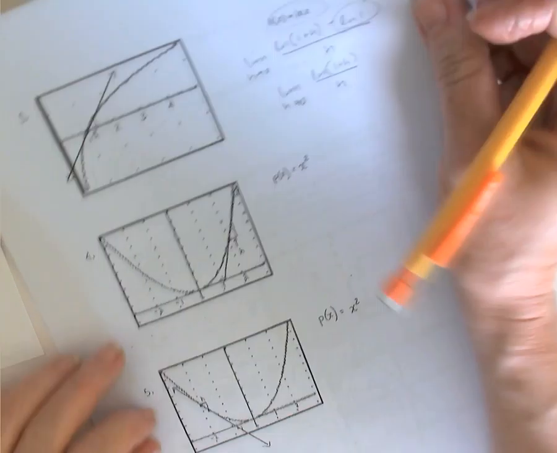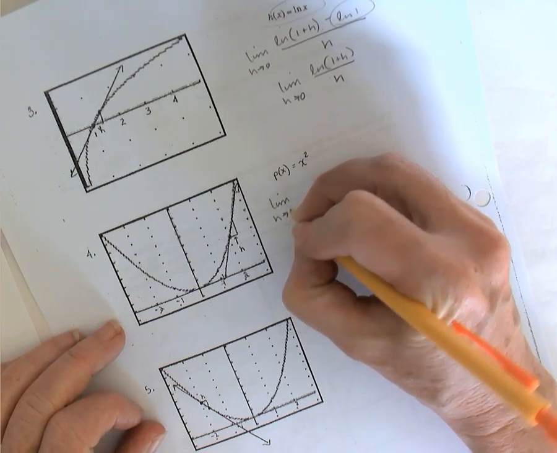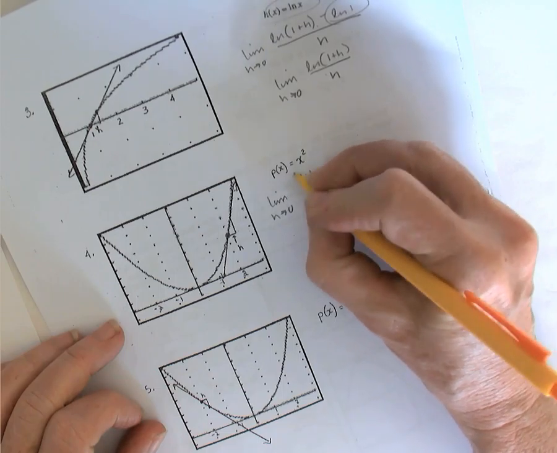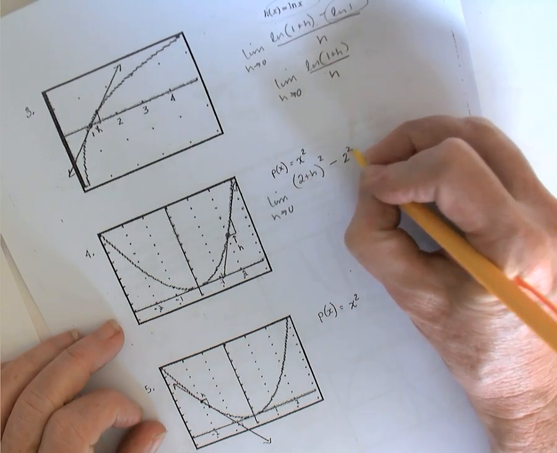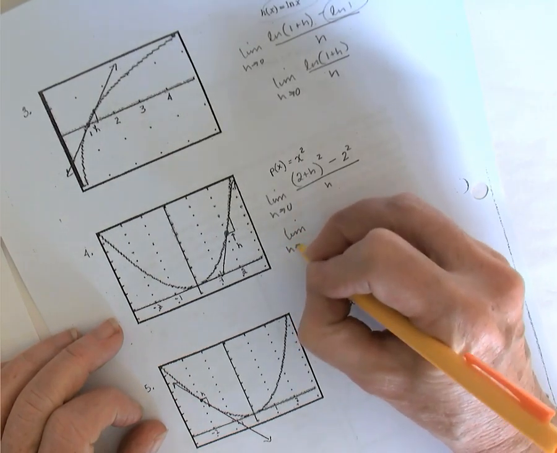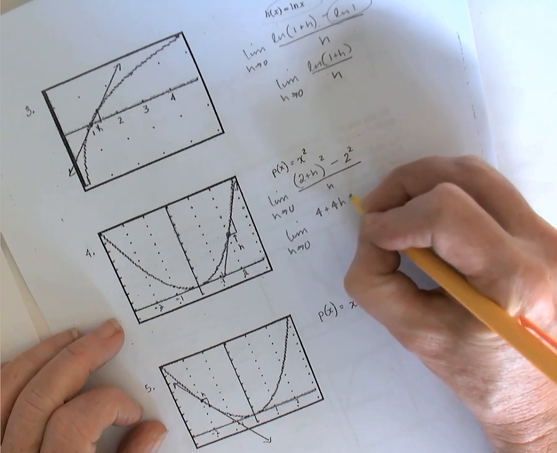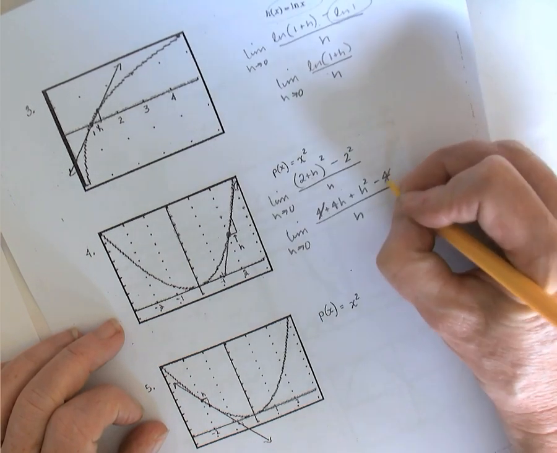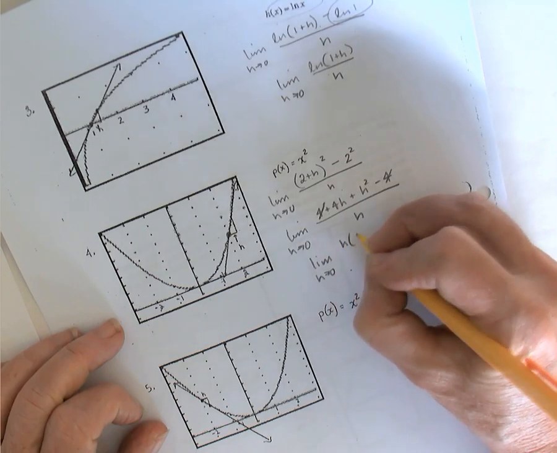Let's try the next one, p of x. So we're going to take the limit as h approaches 0. Let's see, x is 2, so I'm going to have 2 plus h. My function is x squared, so I'm going to square that thing, minus 2 squared all over h. Let's do some algebra. And this works out, 4 plus 4h plus h squared minus 4 all over h. The 4's cancel out. I can factor an h out of each term.